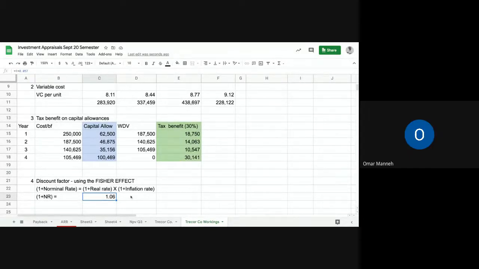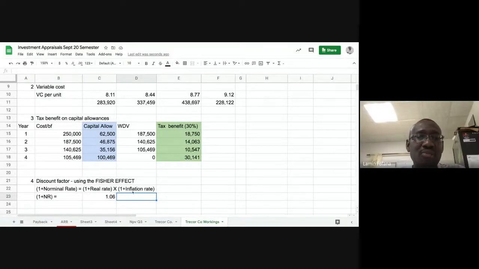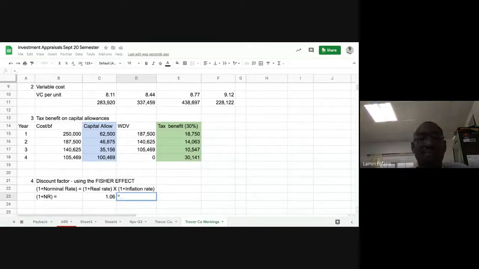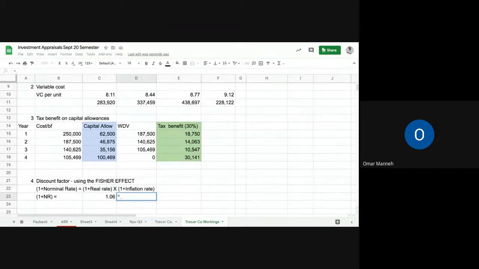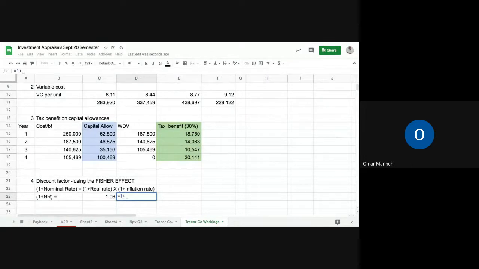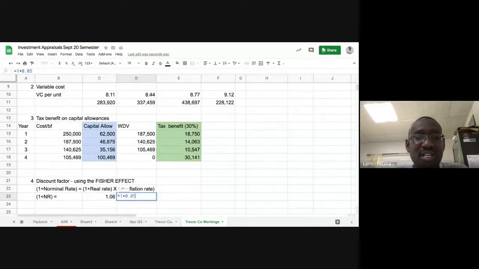Yes. Okay. So now, if we want to find this other one, 1 plus inflation rate, can you give me the formula to get that? It's going to be equals 1 plus 0.05, which is 1.05. Excellent. So that's 5%. Okay, so that's 1.05.